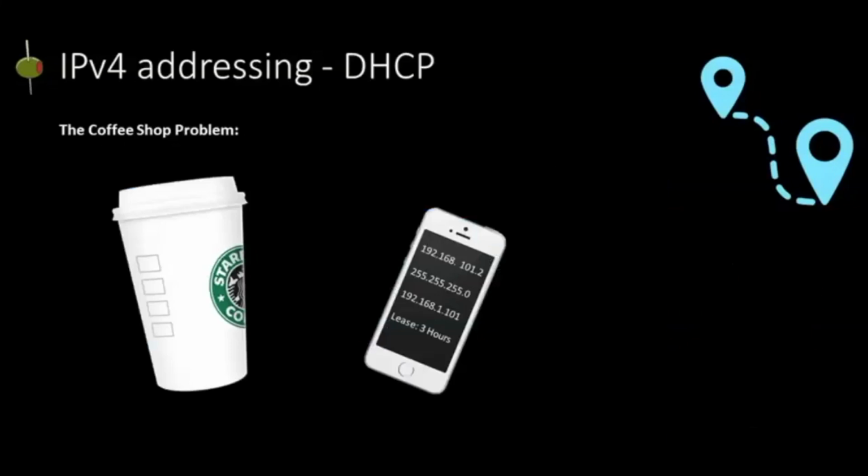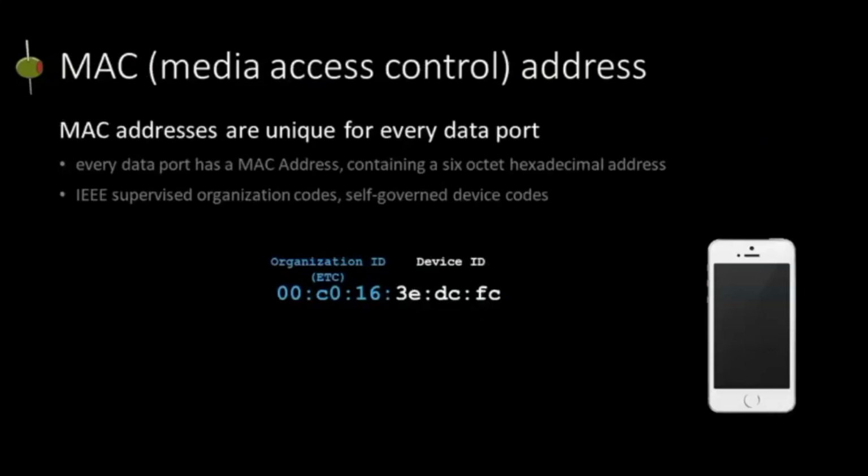But my iPhone was just called Nick's iPhone, and I'm sure there's a billion other Nick's iPhones in the world. So how does a DHCP server, before giving me a unique IP address, actually know my Nick's iPhone from the 15 others that have come in that morning? There's actually another thing called a MAC address, media access control. And a MAC address is a unique ID for every single port on the planet.